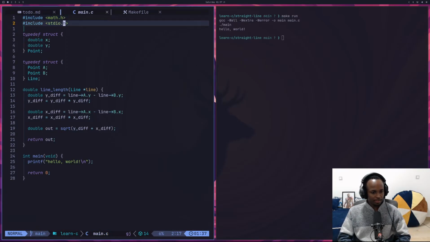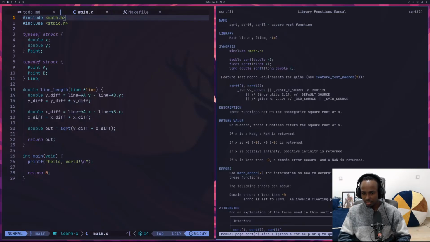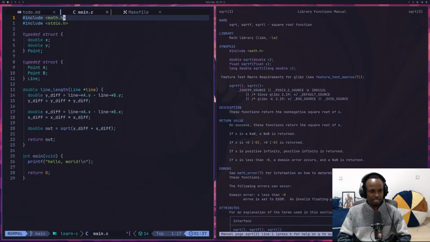Think. Yeah, that looks fine, except that now when compiling, I need to include this math library, right? Let me check something like man sqrt. So let's see. The math library, libm. So we need to include it in our makefile.